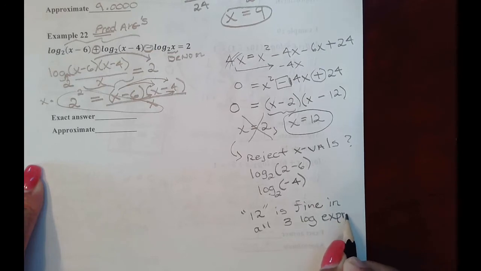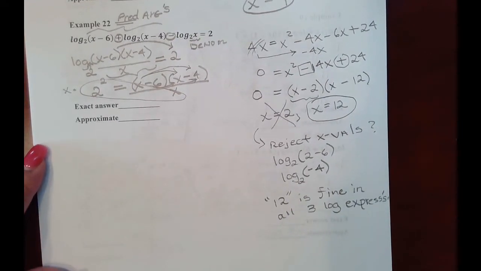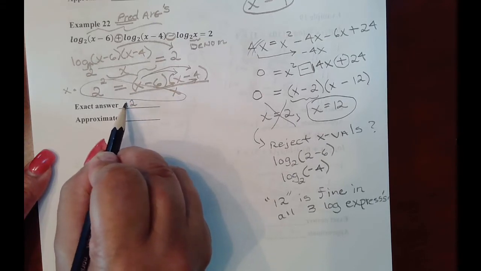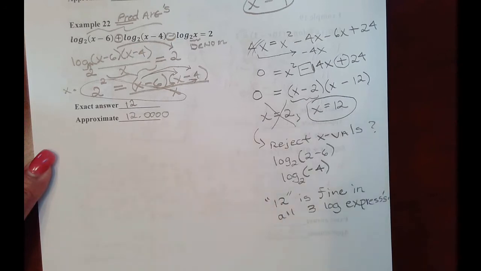Okay, so just a little bit of practice in the last couple of problems, learning whether or not. In example 20, we had one where we had to reject one of our values. Sometimes it turns out you have to reject both of them and say no solution. Sometimes they all work. Sometimes you just reject one. So we found out that 12 is in fact a solution. Approximated to 4 decimal places, it would look like that.